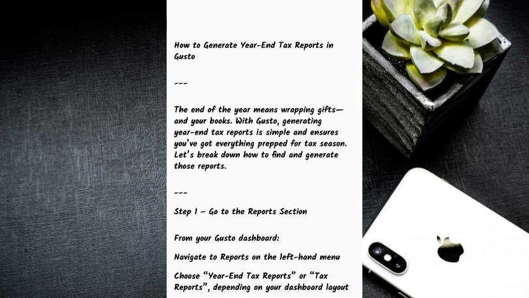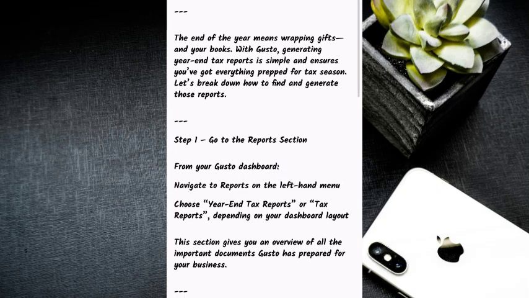Step 1, go to the reports section. From your Gusto dashboard, you want to navigate to Reports on the left-hand menu. Then choose Year-End Tax Reports or Tax Reports, depending on your dashboard layout. This section gives you an overview of all important documents that Gusto has prepared for your business.